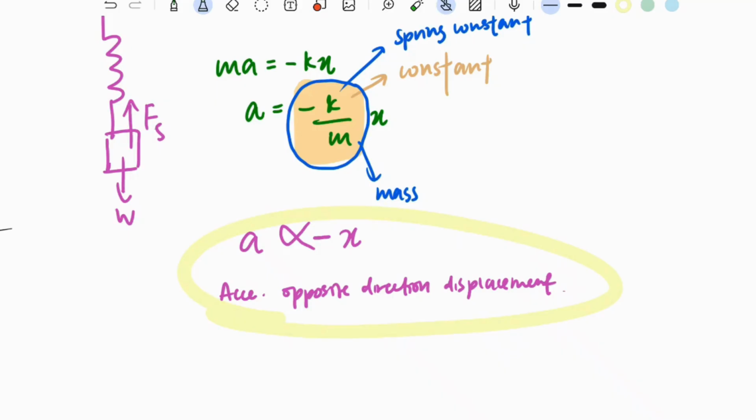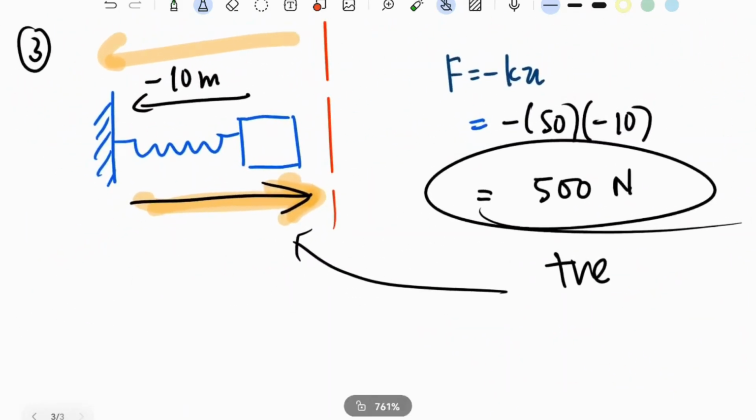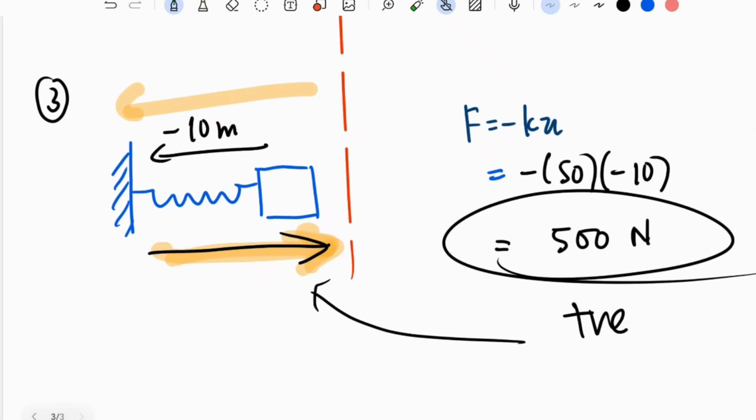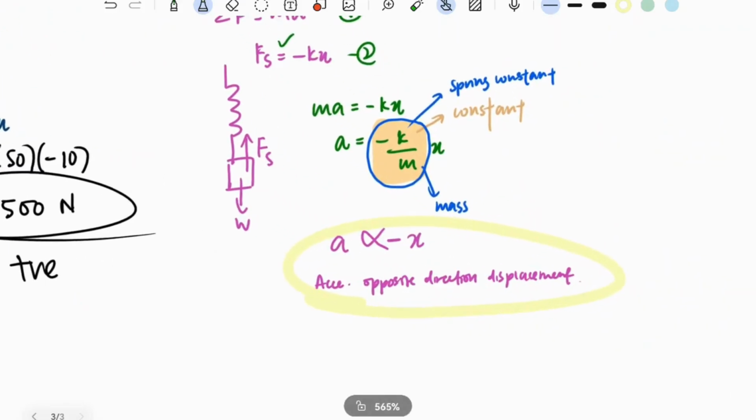So does it work with compression as well? Of course it does. Our F net is this way because the only force we have is the spring force. Therefore, our acceleration is also this way. Let's check. Our displacement is to the left, our acceleration is to the right, and it is opposite. There you go. So acceleration is directly proportional to x, just that it is in the opposite direction.